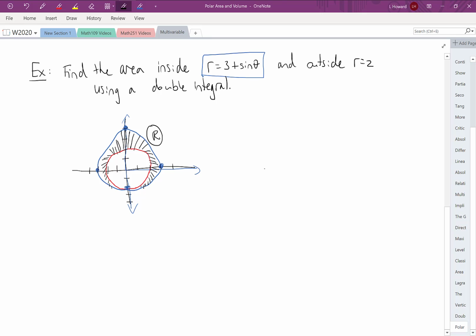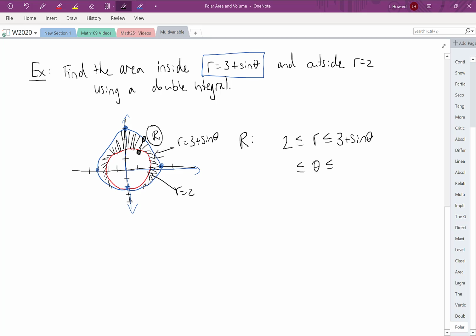So let's try to come up with a description of our region R. We need to talk about what radius values we will be running through and what theta values we will be running through. Each of these little rays is going to run from r equal to the inner circle to r equal to the outer curve here. The inner circle has equation r equals 2. So r is ranging from 2 out to this outer curve, which has equation r equals 3 plus sine theta. It might have been helpful to label those two curves. Okay, so r ranging from 2 to 3 plus sine theta.